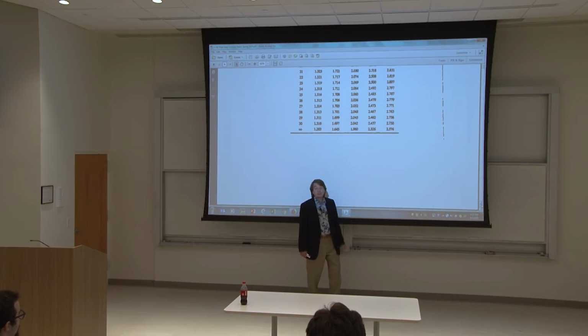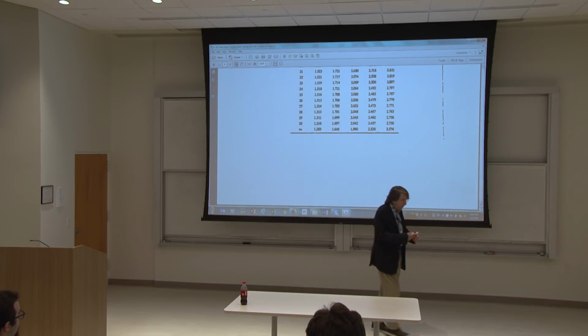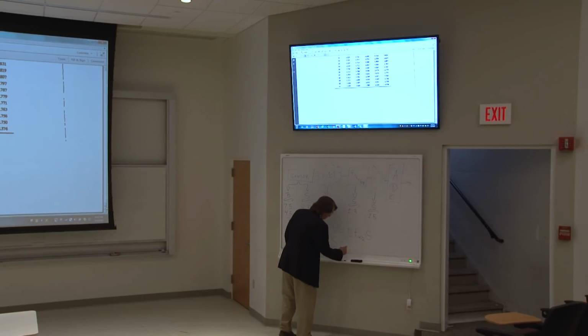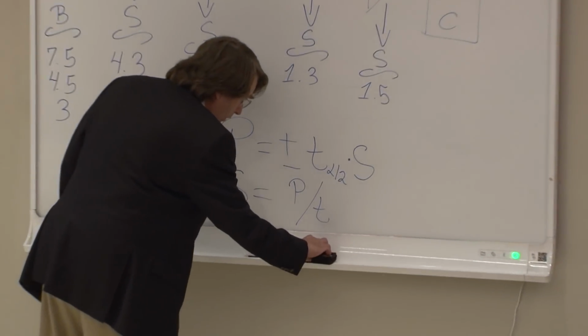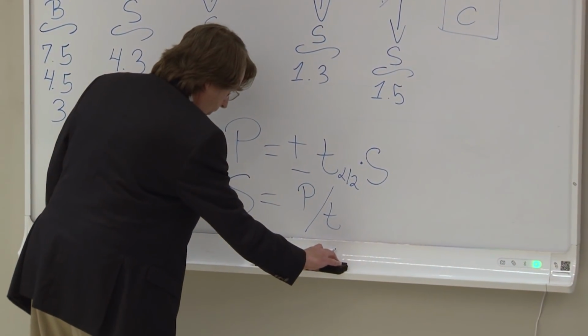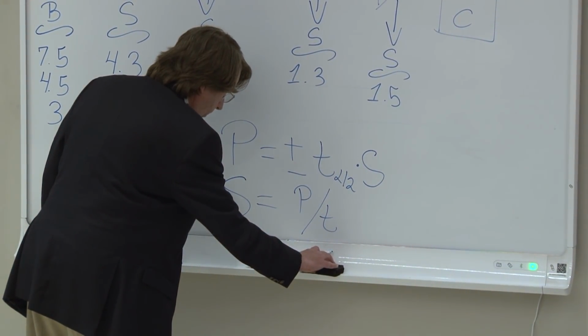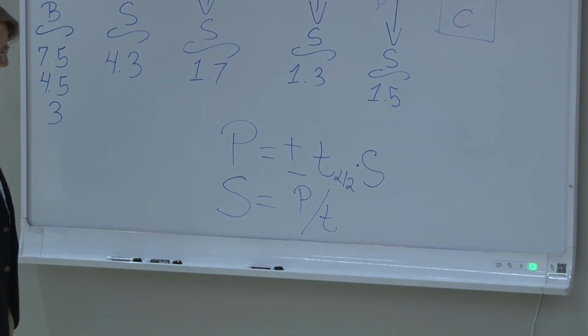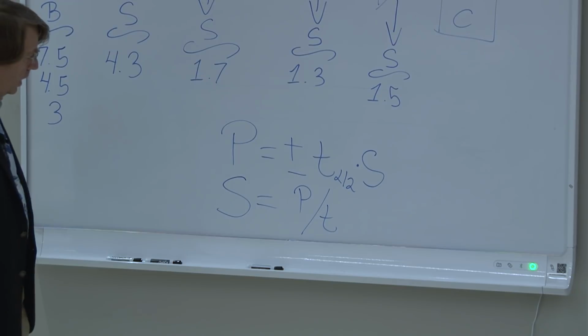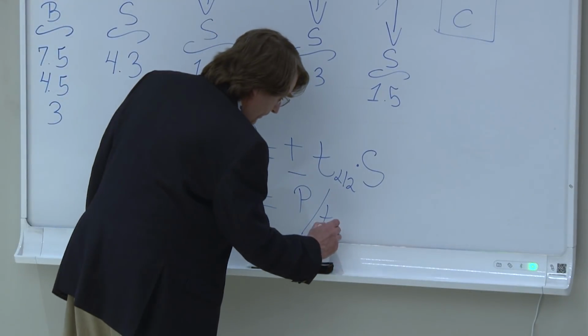We get 1.96. So what I can then write is that S equals P over... what am I doing? I'm having a freeze here. Yeah, this is right, isn't it?